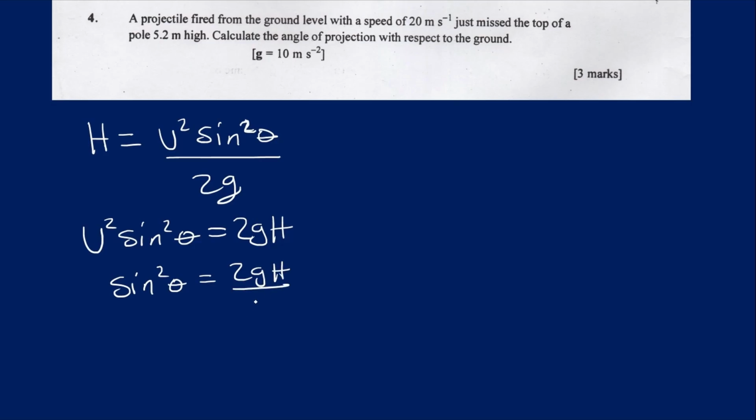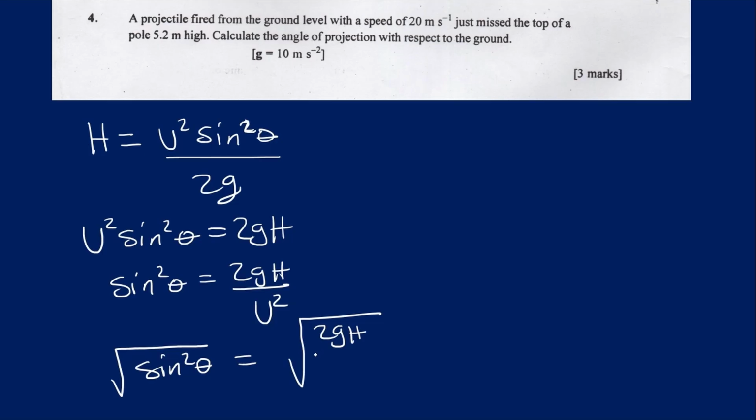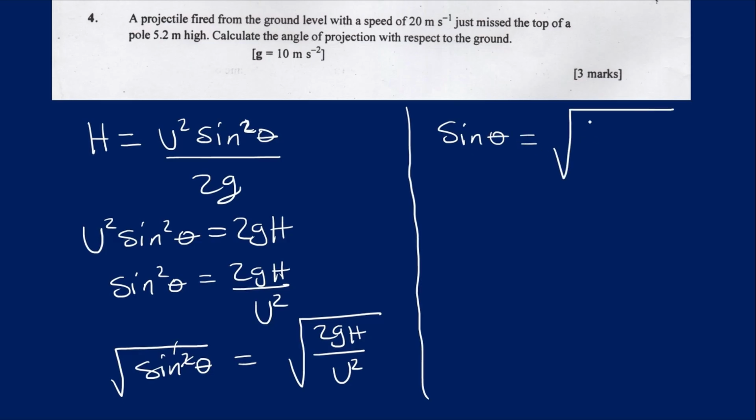We divide through by u square, and we have sine square theta is equal to 2gh over u square. We find square root of both sides. So square root of sine square theta is equal to square root of 2gh over u square. We cancel the square, and we have sine theta is equal to square root of 2gh over u square.